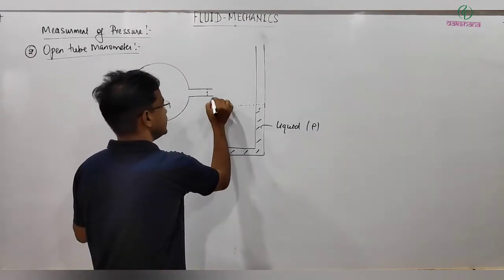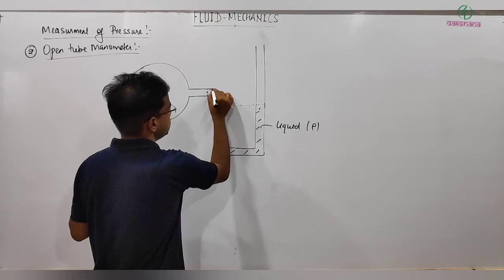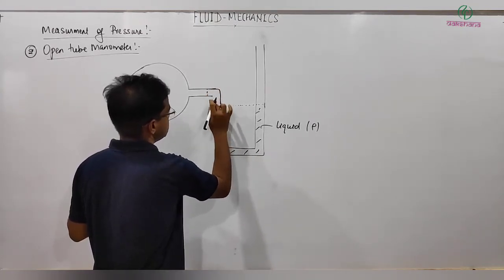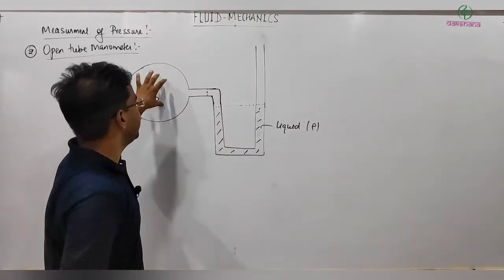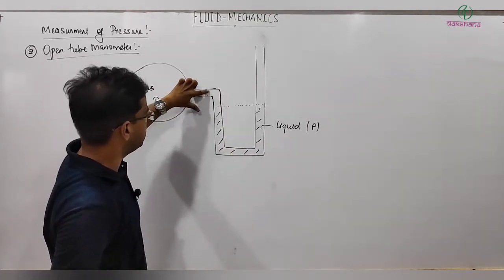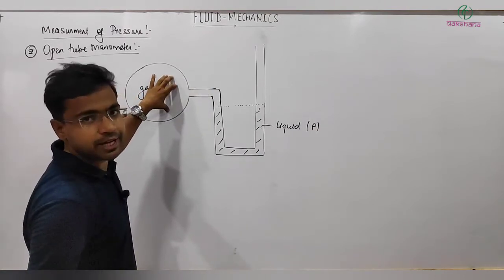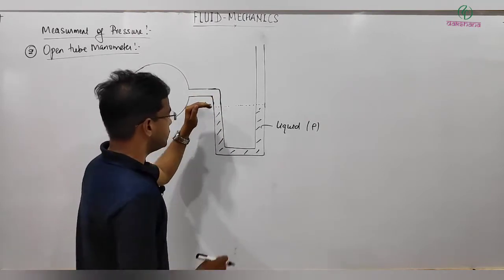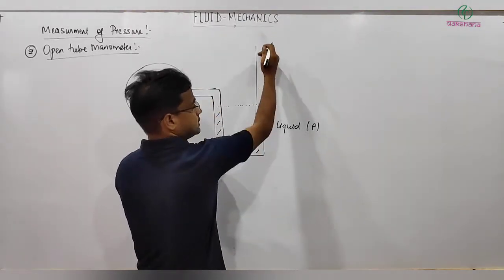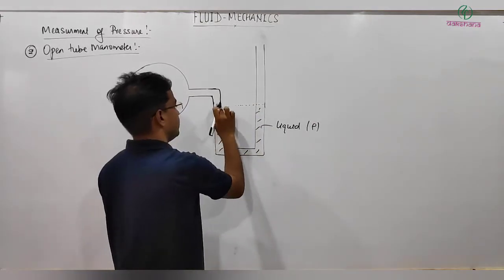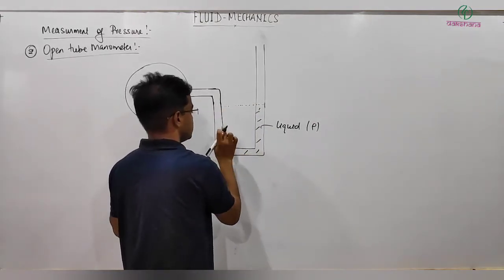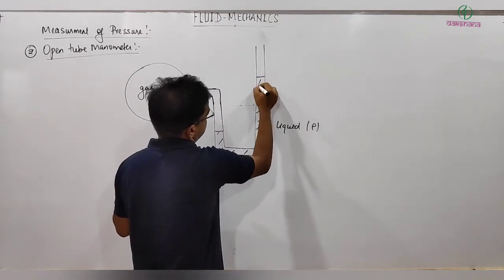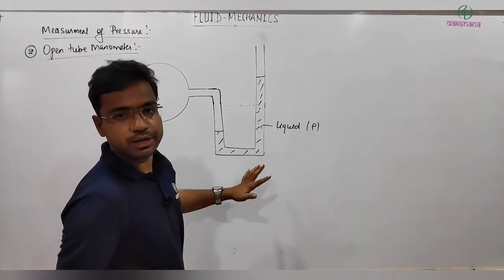So what happens when the container is connected to this arm? If the pressure inside is very high, it will press the liquid more. So the liquid will start rising in this arm and it will come down in the other arm. Because of that, this situation will arise: the liquid in this arm is up to here, and in the other arm the liquid rises up to there. I hope you are understanding.